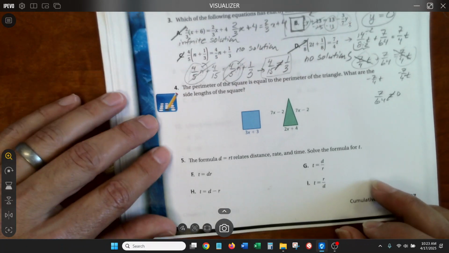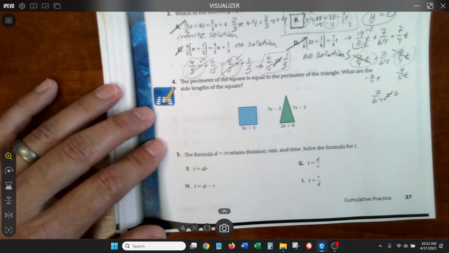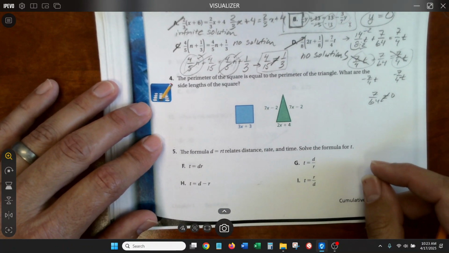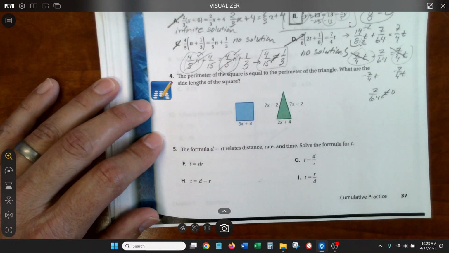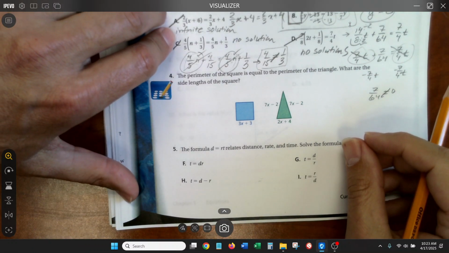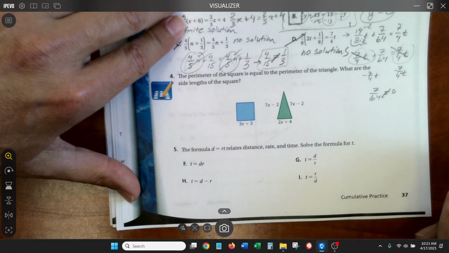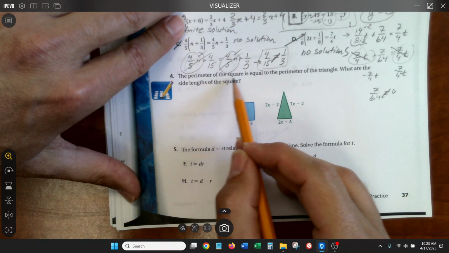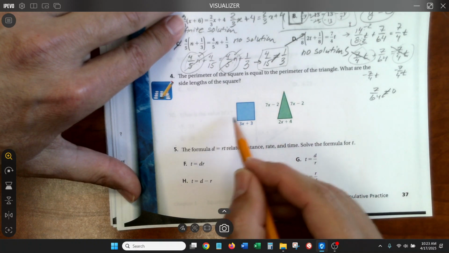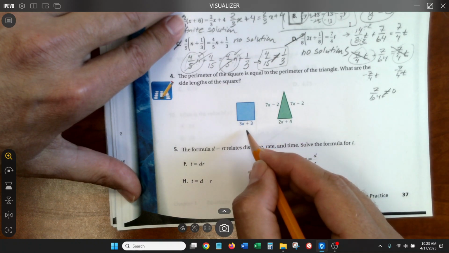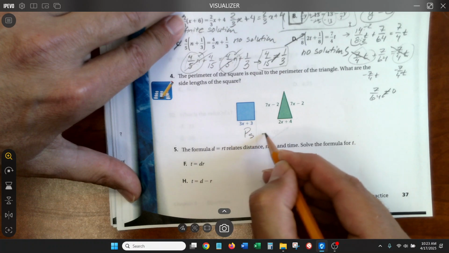Okay. So the rest of this is to make up for the lost recording that we attempted this morning, so hopefully this will work. So here the perimeter of the square is equal to the perimeter of the triangle. So the P of square is equal to P of triangle.